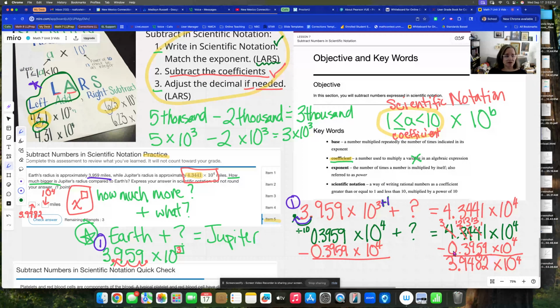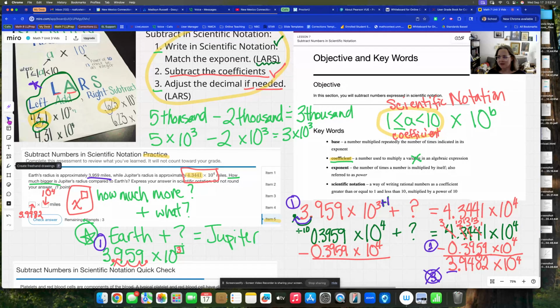Step 2 was to subtract the coefficients. I did that all the way over here. And in this problem, because there was only one digit to the left of the decimal, I did not need to do step 3. It was already in scientific notation. All right, let's do another one.